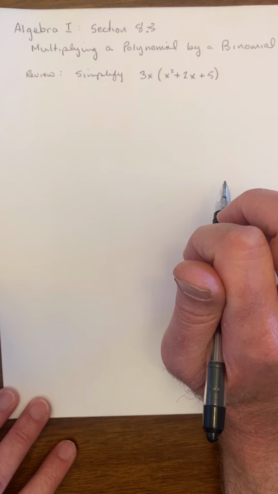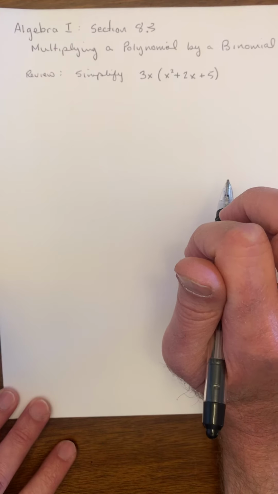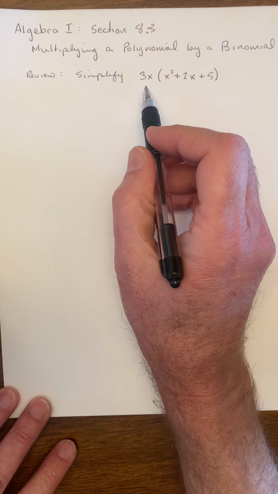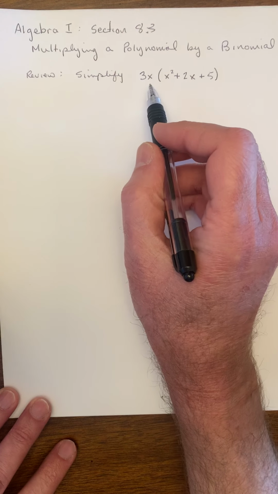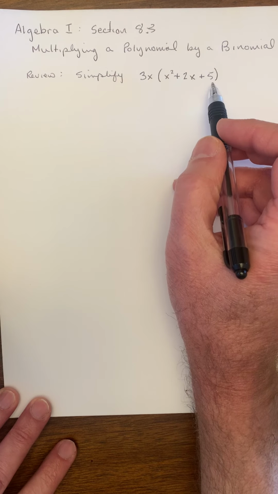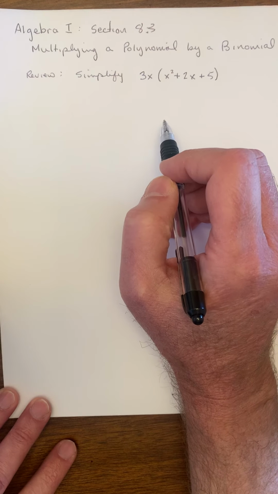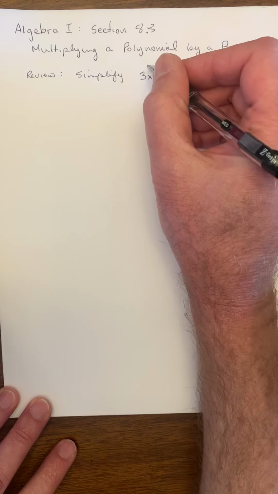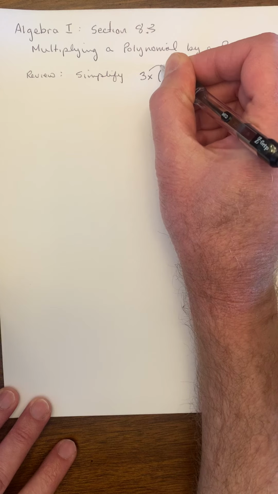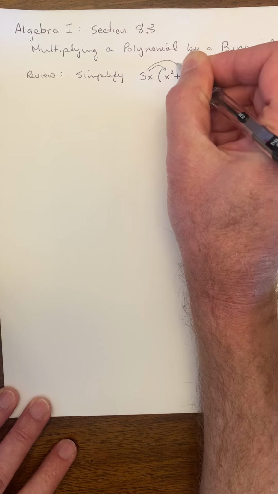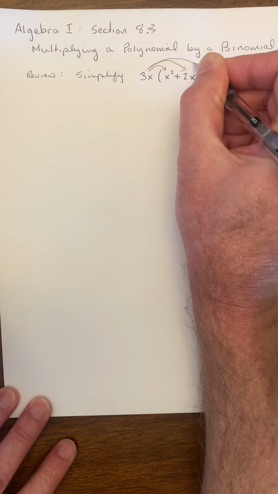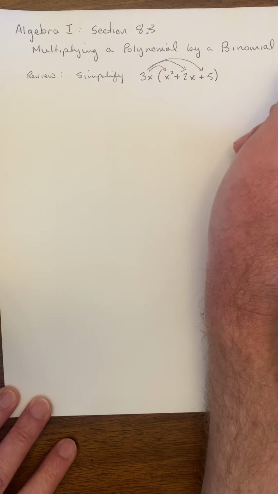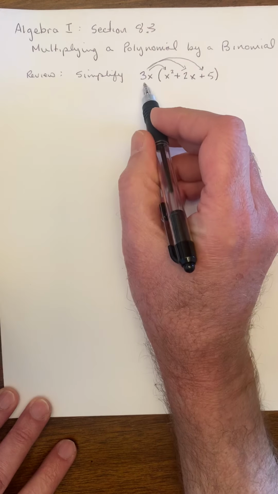We're going to start today by reviewing what we learned in 8.2, and that was how to multiply a monomial by a polynomial. And I remind you what we did was simply we distributed. We took this 3x and we multiplied it by everything inside the parentheses, remembering our rules for multiplying.